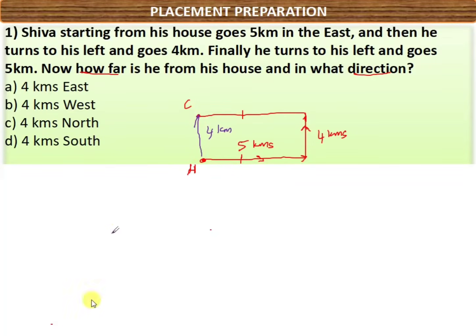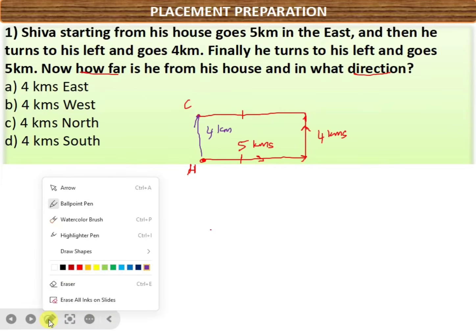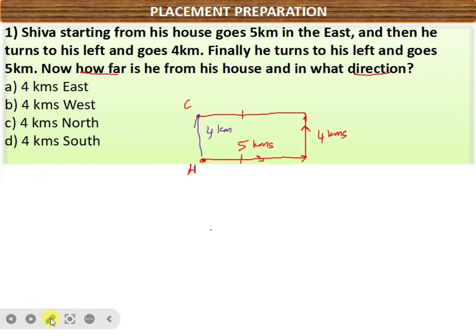But 4 kilometers in which direction? That is what matters a lot here. That is very important. Now look at the answer options. You have answer options like 4 kilometer east, 4 kilometer west, 4 kilometer north, 4 kilometer south. Everything is 4 kilometers only. Only the direction is changed. Which is the right answer?